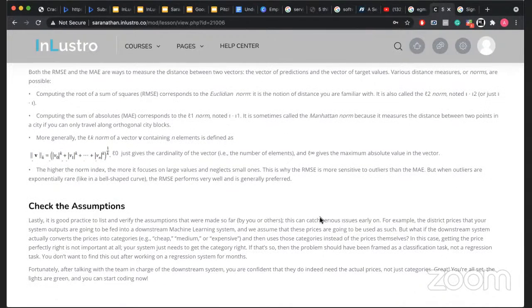Generally, of course, you can generalize the entire process. L1 and L2 were the norms we saw. If you see Lk, the norm Lk is nothing but |v0| power k plus |v1| power k plus up until |vn| power k, the whole power 1 by k. So it's the Lk norm. L0 just gives the cardinality of the vector. L infinity gives the maximum absolute value of the vector.